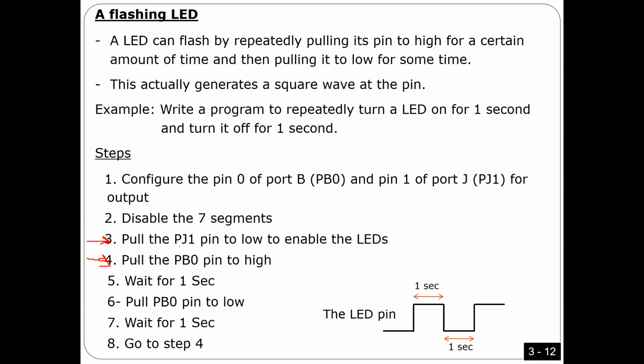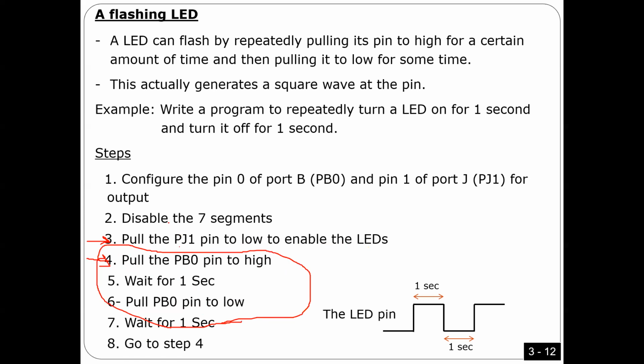Look here, guys, what we are going to do. Pull PB0 high to turn the LED on. Then wait 1 second. Pull PB0 low to turn the LED off. Wait 1 second, and then repeat. So all the time we're going to be here. This is a loop. Very simple. So now the problem became something you are very familiar with.